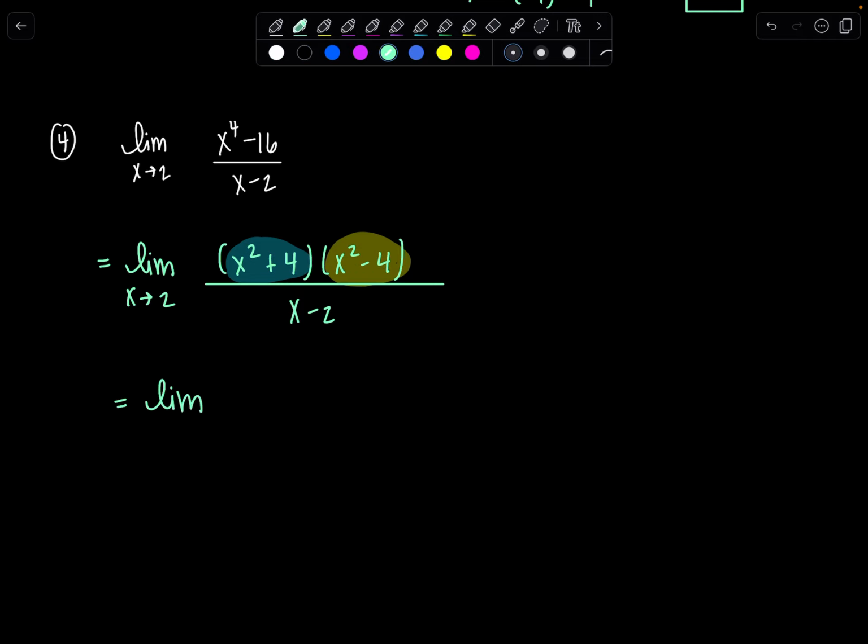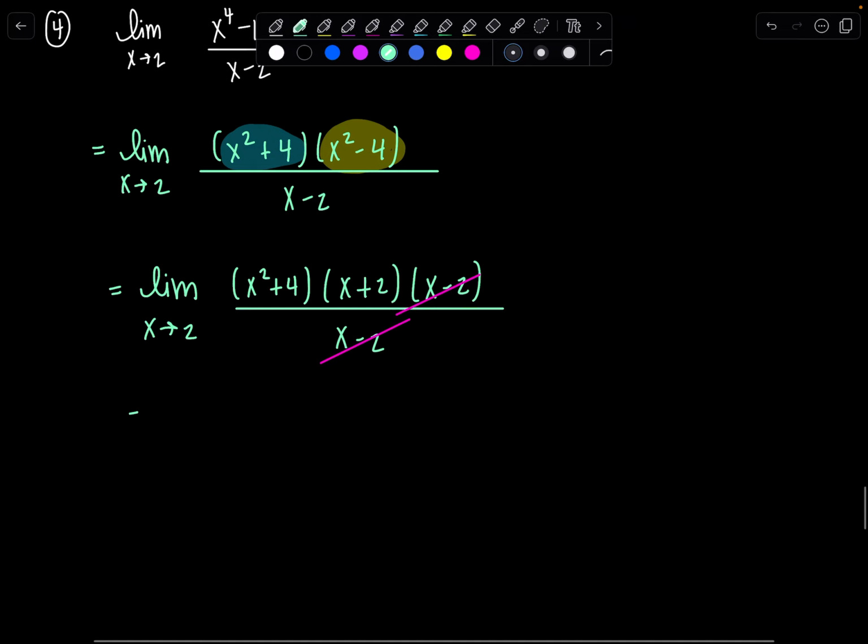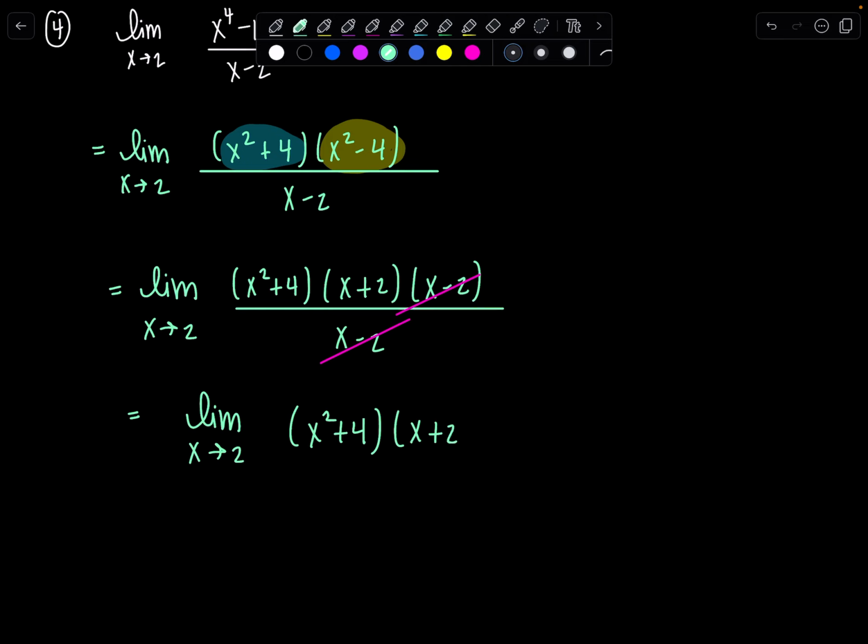So this is the limit as x approaches 2. You leave x squared plus 4 alone, and then x squared minus 4 is x plus 2 times x minus 2. We still have x minus 2 down here waiting patiently to be canceled out. Whew. And then we can find this limit. The limit as x approaches 2, no denominator, it's just x squared plus 4 times x plus 2. If I substitute in 2, that's 4 plus 4, so 8 times 4, this is 32.